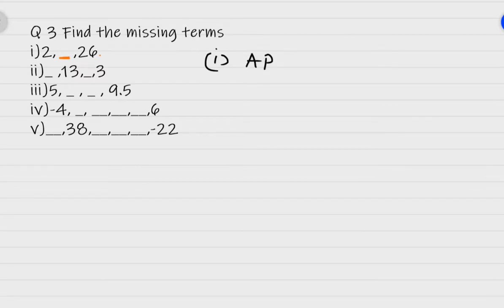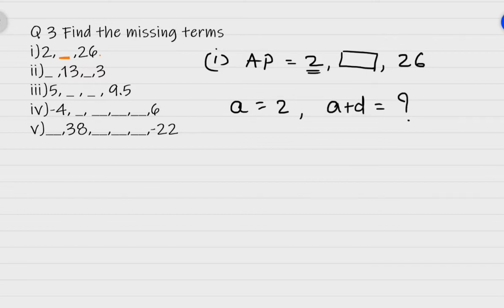The AP is 2, comma, box, you don't know the number here, comma, 26. Now see, what is your first number? Your first number is A, so A is equal to 2. What is your second term? Your second term is A plus D, that you don't know. And what is your third term? Your third term is A plus 2D, and that is equal to 26.